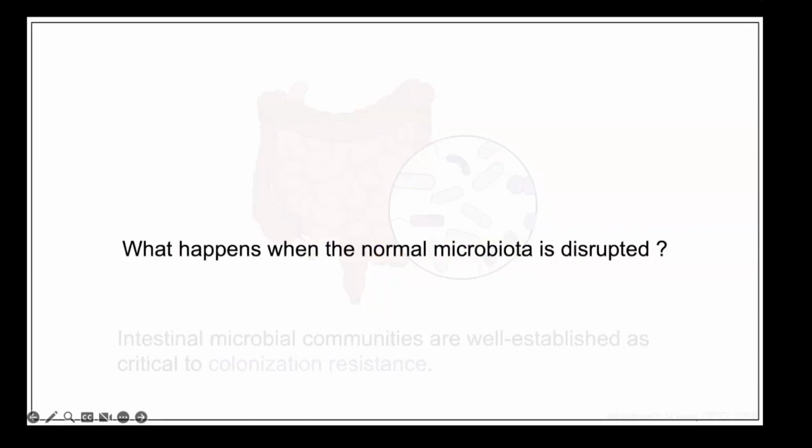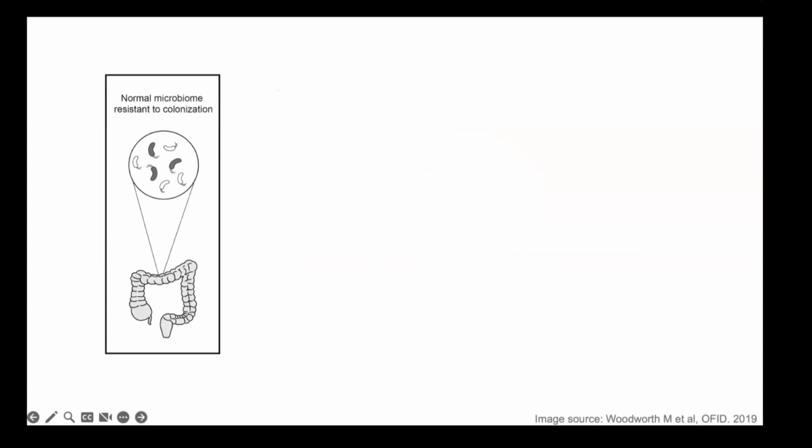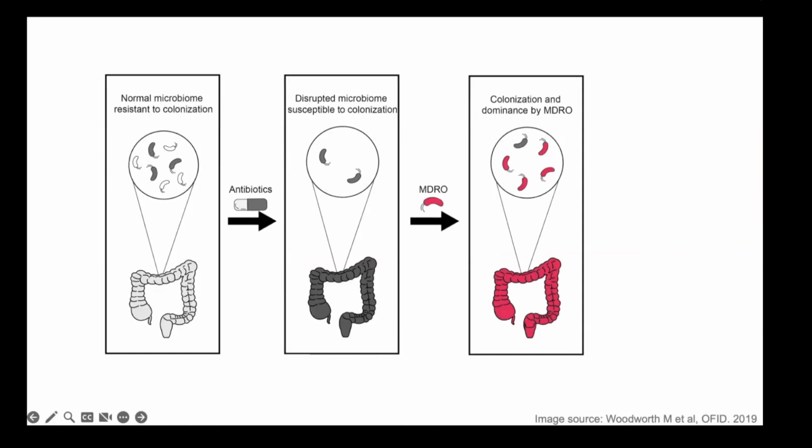So what happens when this normal microbiota is disrupted? This is dysbiosis. So dysbiosis means the disruption or imbalance of microbiota homeostasis, and it's typically associated with disease states. In a normal state, we have a normal microbiome that's resistant to colonization. And then let's say you're exposed to broad spectrum antibiotics, especially antibiotics that may have anaerobic activity. This causes disruption of the microbiome and leaves it susceptible to colonization. Then that can allow for colonization and then dominance and proliferation of MDROs.